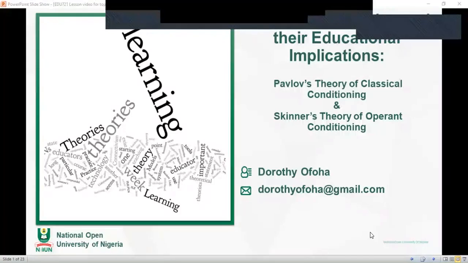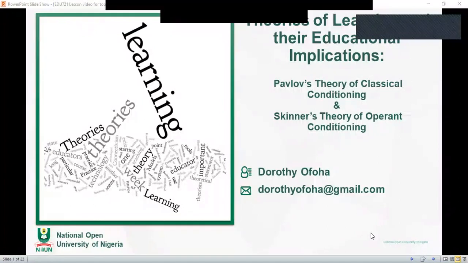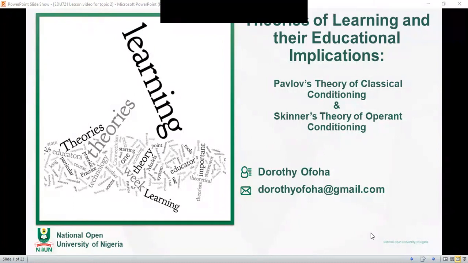Like I said, we are discussing the topic of theories of learning and their educational implications. And we are looking at two of those theories of learning, which are Pavlov's theory of classical conditioning and Skinner's theory of operant conditioning. But first of all, let's understand what learning theories are.